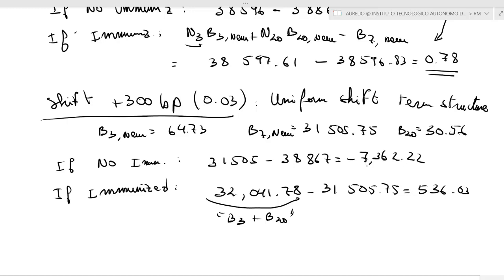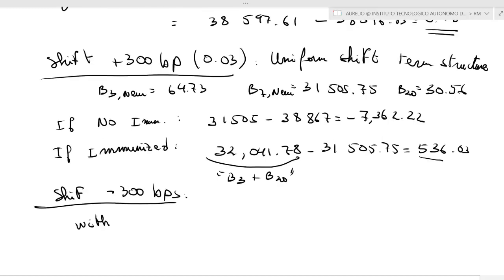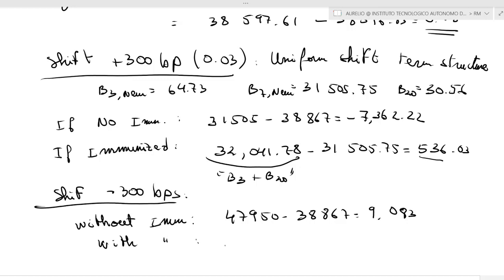So note that if I hadn't done immunization, then my portfolio would have gone down in value by $7,000. Instead, I made 536. The goal here is not to make money. The goal here is that my portfolio is immune to changes in interest rates. And a final case is if there's a shift of minus 300 basis points, what happens in here? Without immunization, I would get 47,950 minus 38,867 equals 9,083. And with immunization, I'm going to get 48,898 minus 47,950, and this is equal to 948.